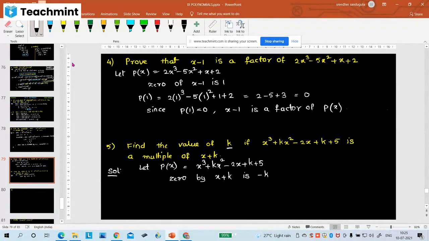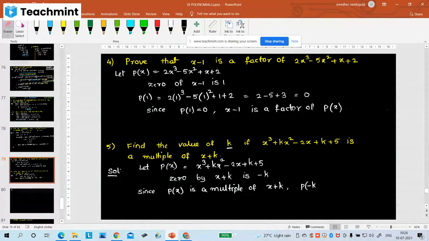Okay. Since P of x is a multiple of x plus k, we can take that P of minus k must be 0. P of minus k equal to 0. According to which theorem, children? Again, the factor theorem.